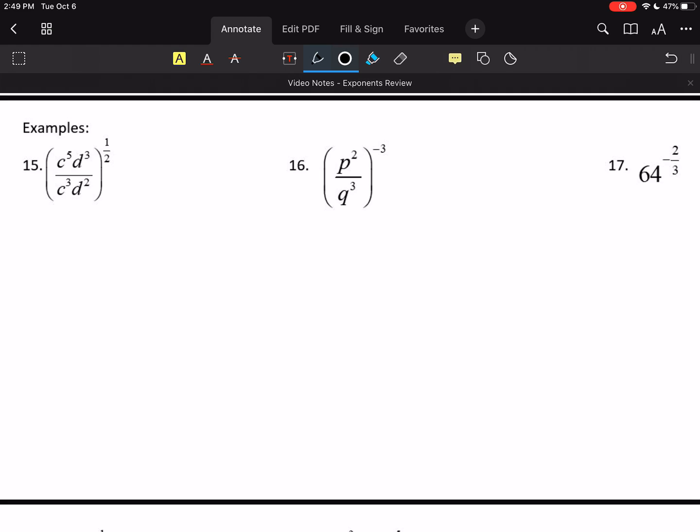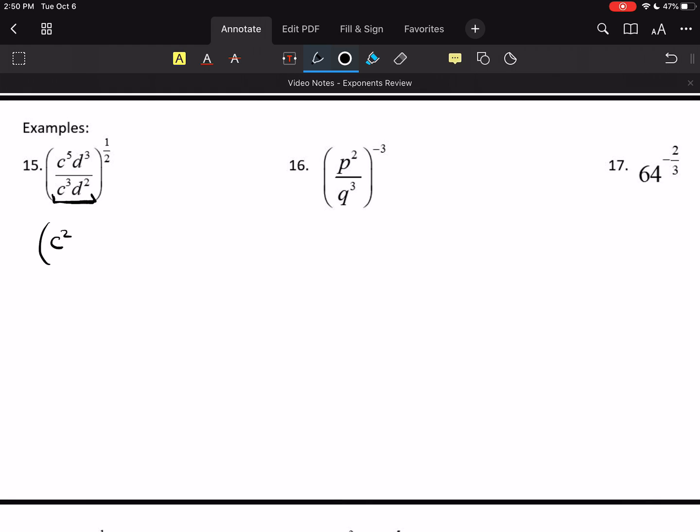So with that in mind, looking at 15, I'm going to start inside of my parenthesis. Okay, so I'm going to try and cancel out some stuff first and deal with that division, then deal with that fraction exponent. So when I look on the inside, I see that I have c to the 5th over c to the 3rd. So that's going to leave me with c squared on top, right?